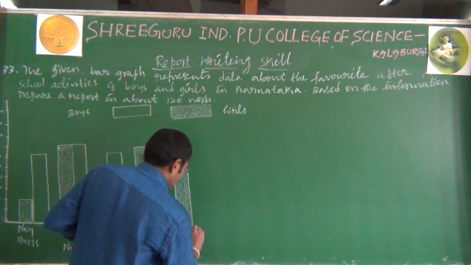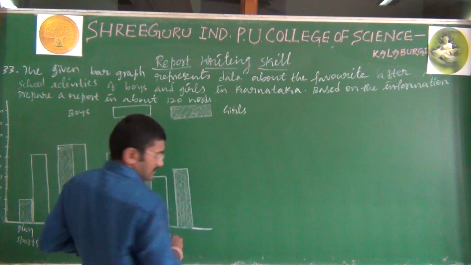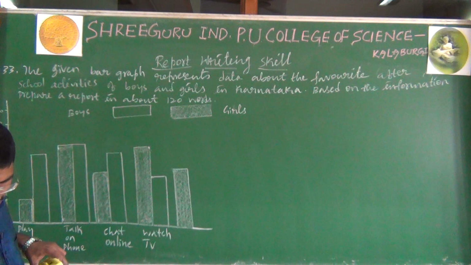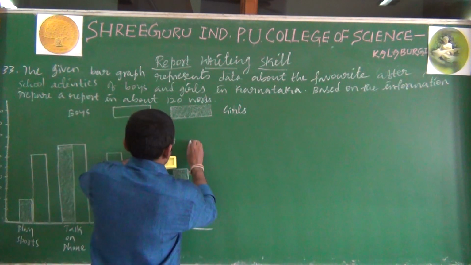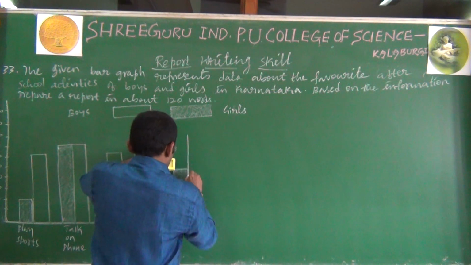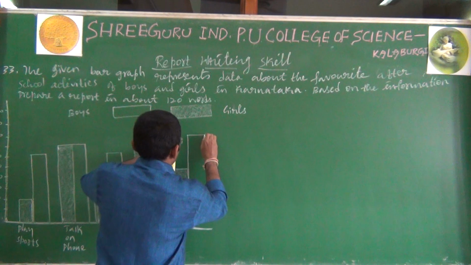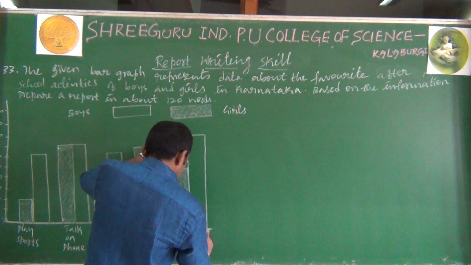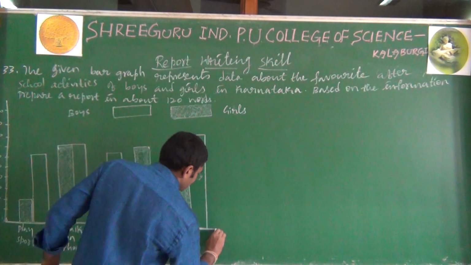Next, next bar is to be drawn till 80. We'll have to see this percentage or data provided here beside and complete it.